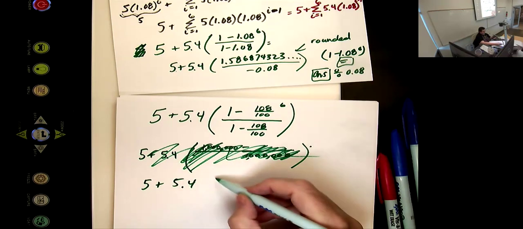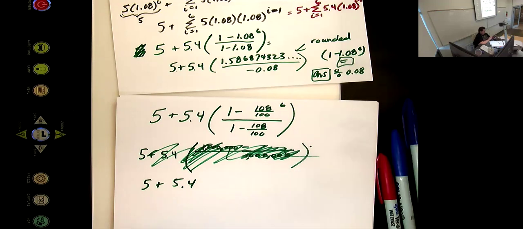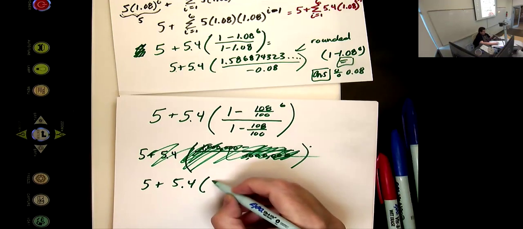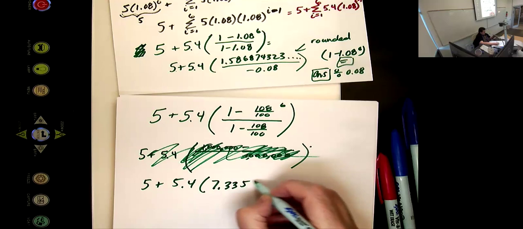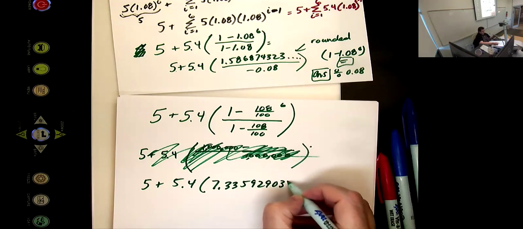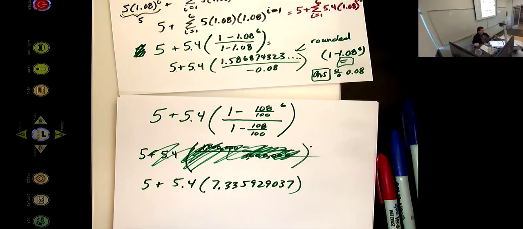So what I'm going to do is what I said before: 1 minus 1.08 raised to the 6th power, and then I'm going to divide it by 0.08 and I can make it negative. Multiply that by 5.4.